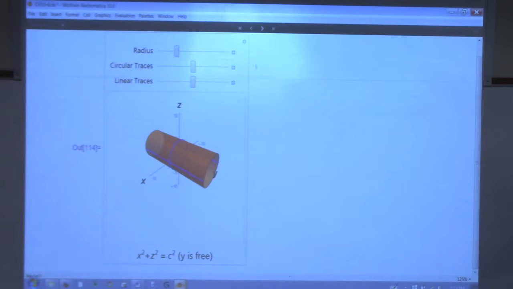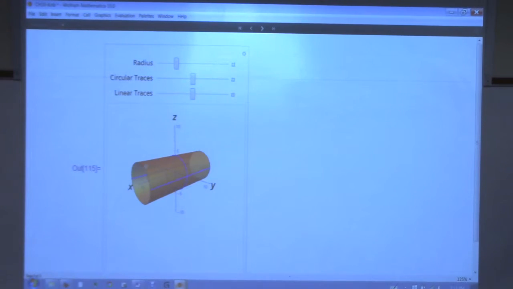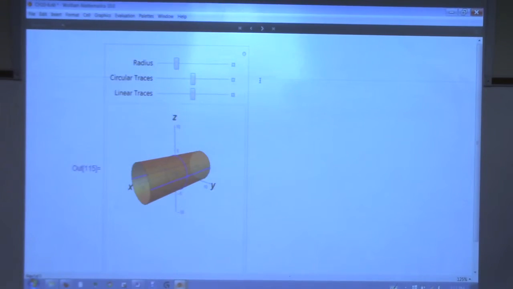And then what if I use y and z and not x? The cylinder will go out the x-axis, right? Like this. Still have lines and circles as traces. Questions? Cylinders, pretty simple.